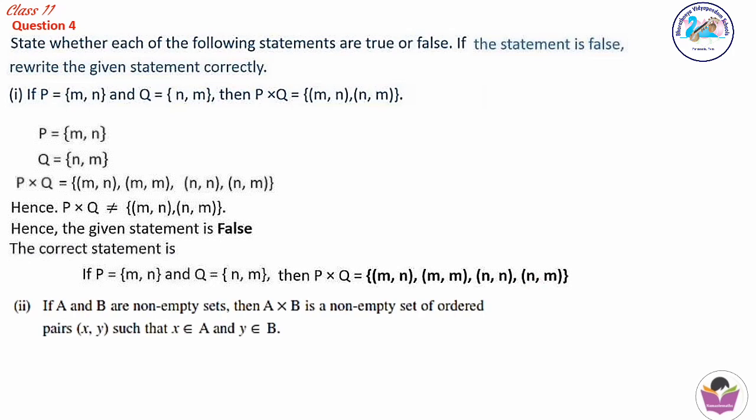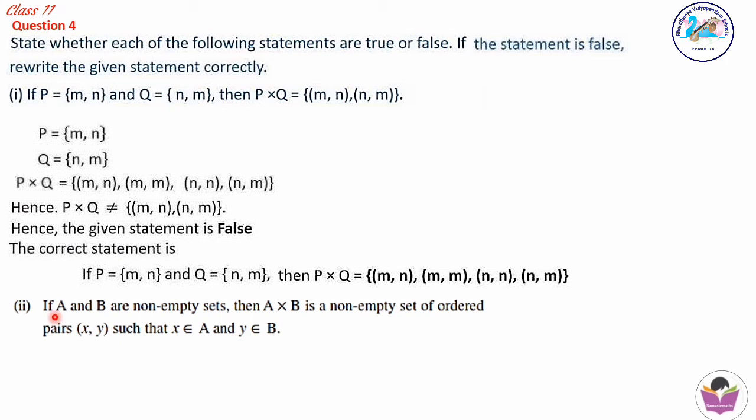Then the second part: if A and B are non-empty sets. Non-empty set means you know that there will be some particular number of elements in set A and set B. Then A cross B is a non-empty set of ordered pairs (x, y), such that x is an element of A and y is an element of B, means A cross B.